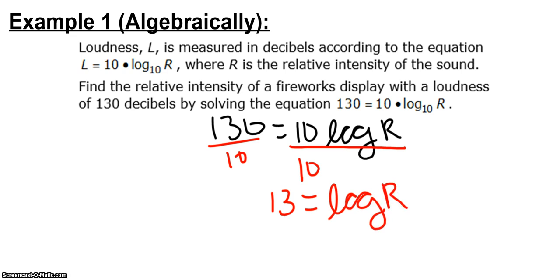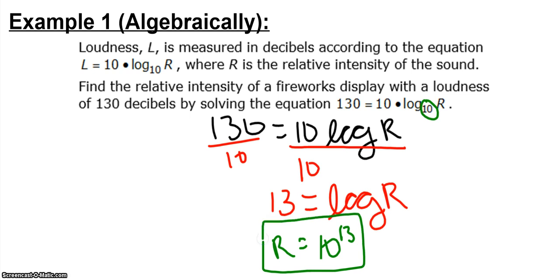Alright, lastly, to get our argument, we have to take our log and convert it to an exponential. So as we said before, log without a base is automatically base 10. So I'm going to have 10, my exponent is 13, and that's equal to R. So R equals 10 to the 13. That is my answer. Okay, if I went too fast, go ahead and pause it, rewind, and watch.